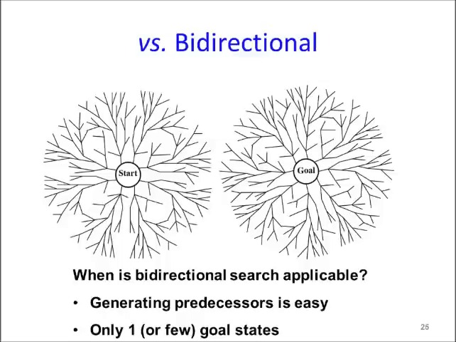It's called bidirectional search. You start from the start state, you start expanding. You start from the goal state, you start expanding. And you stop when you meet. The searches meet.